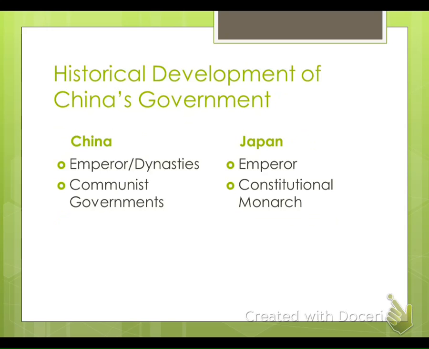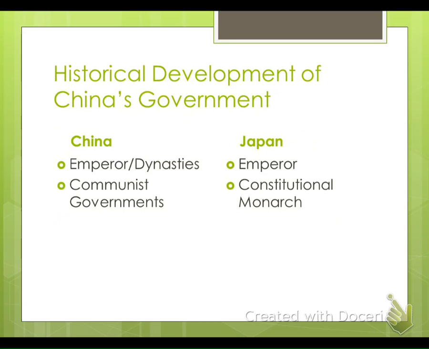And our last thing that we have on our government notes is the historical development of China's government. And it's not just China, it's also Japan. Please excuse my little PowerPoint here. You can see I made a mistake. It happens. We all know that.